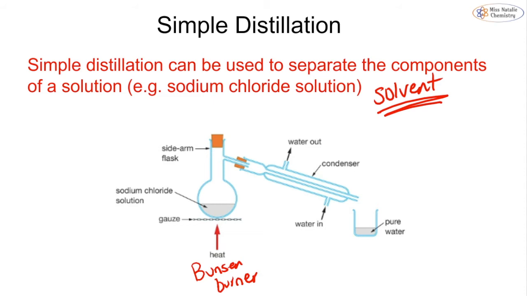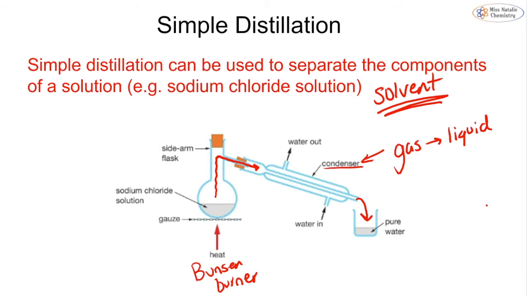And then as you start to heat the liquid, it will eventually start to boil and form a gas. The gas particles then travel up and they go down the side arm of the flask and then into the condenser. And the purpose of the condenser is to turn the gas into a liquid. So it's going to have all the vapour from our solution being cooled down, turning into a liquid, and then it goes into our beaker.